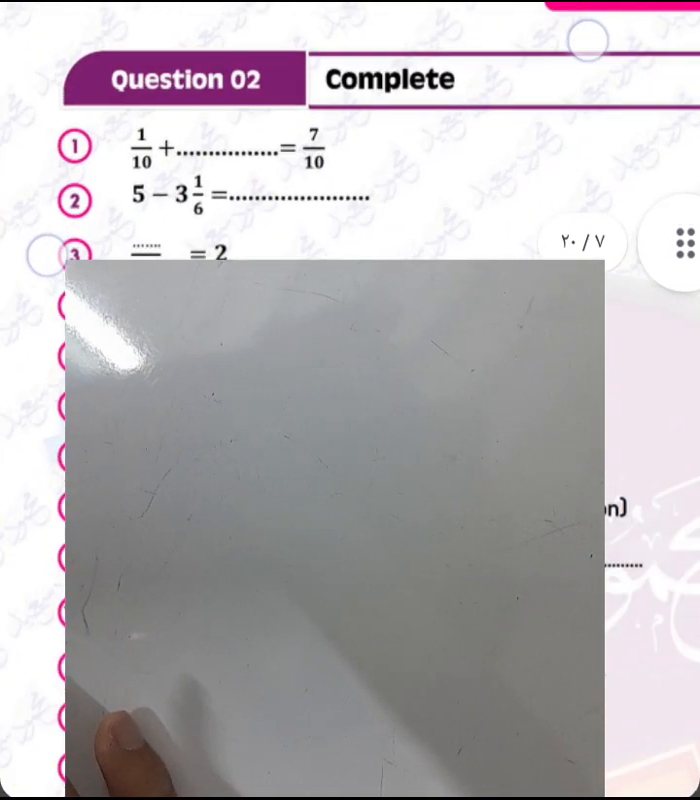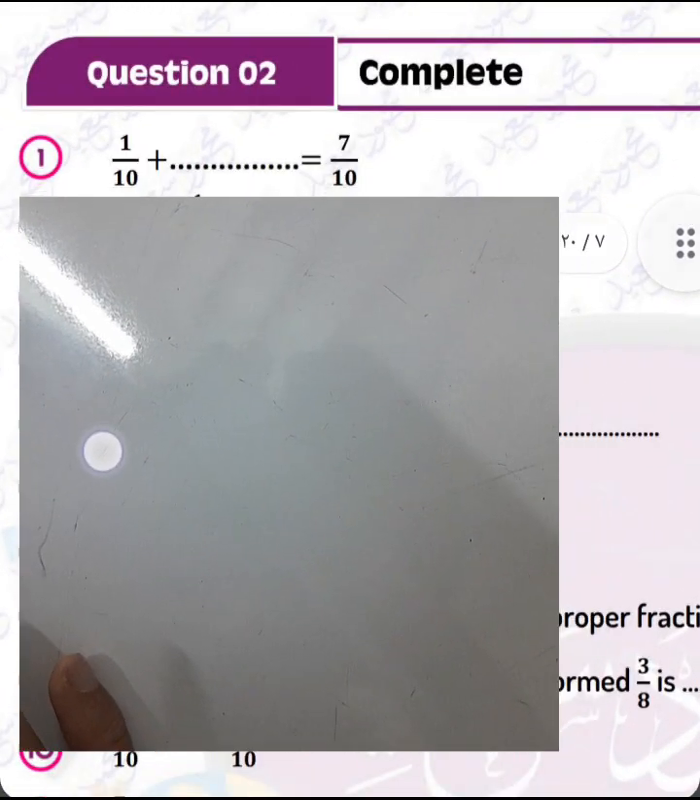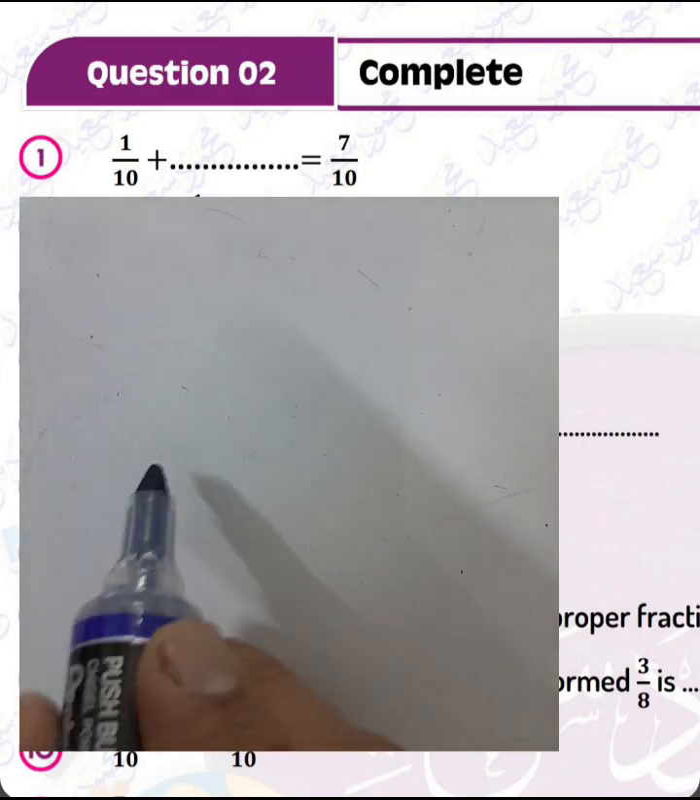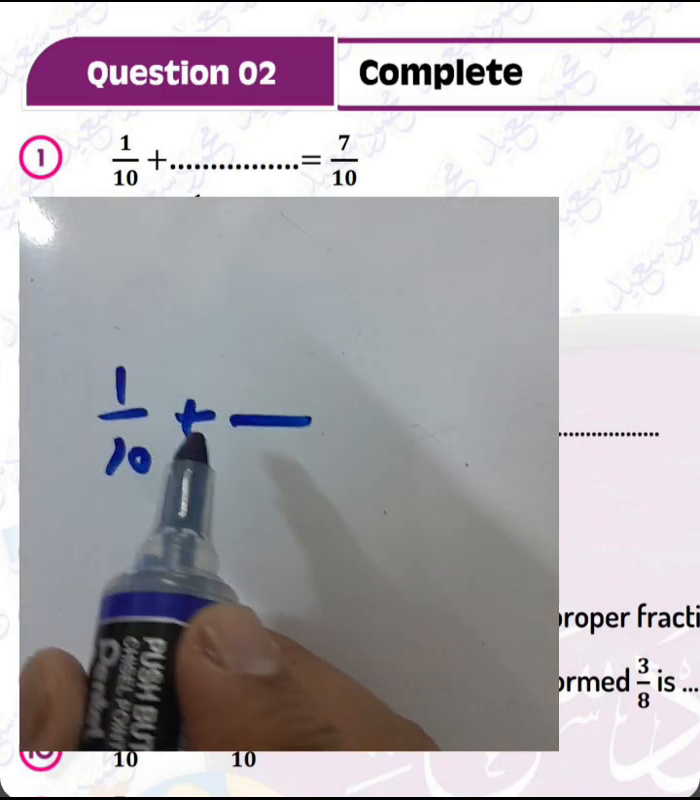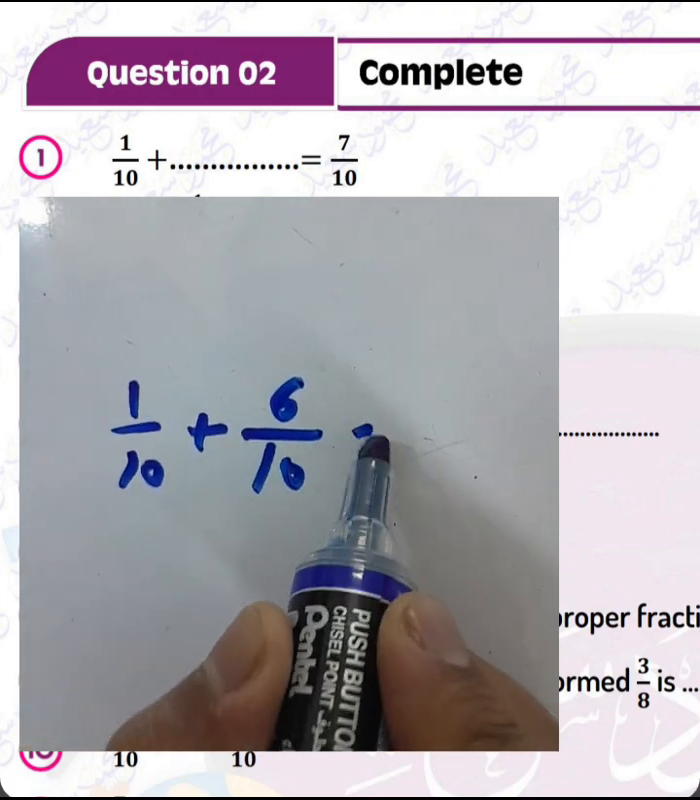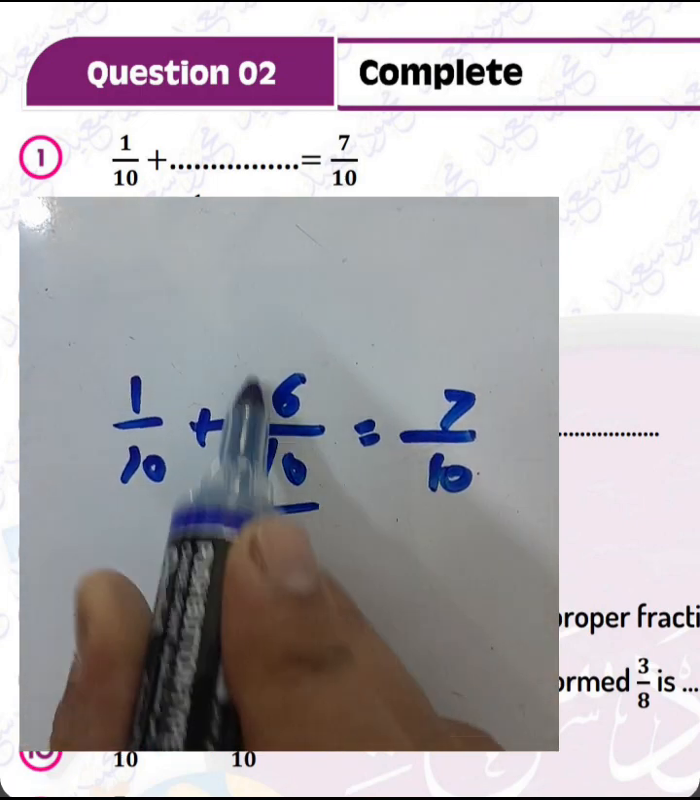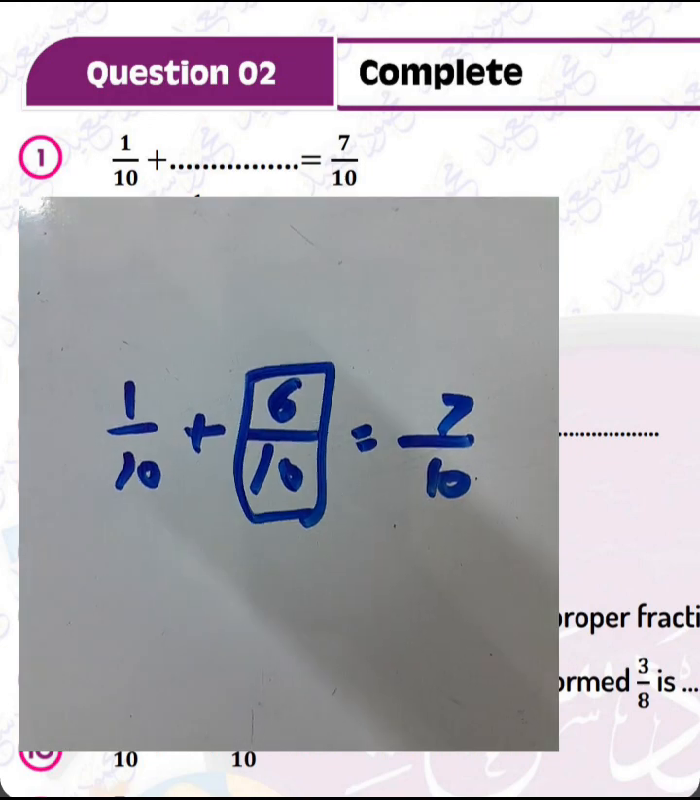Question number 1, complete. 1 over 10 plus space equals 7 over 10. We can add here 1 over 10 plus 6 over 10. It will be 7 over 10. Okay, because 1 plus 6 equals 7.